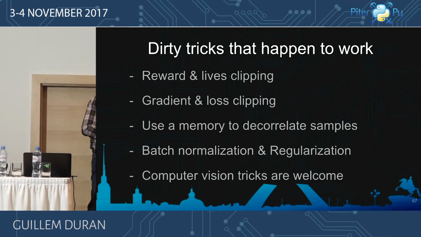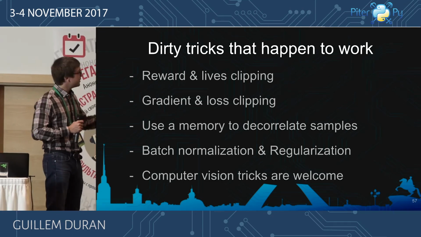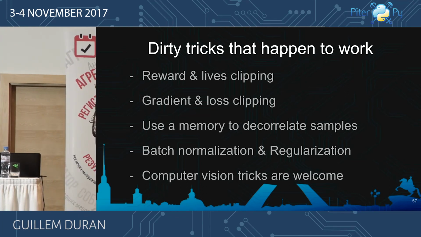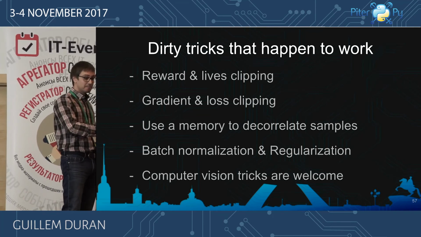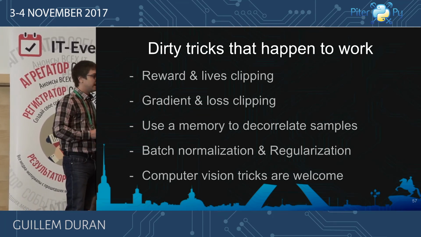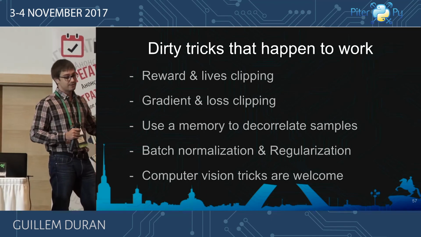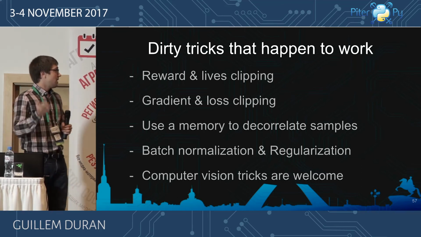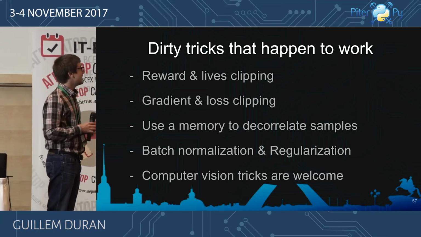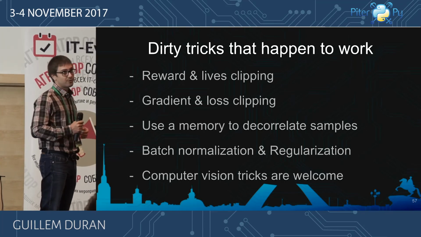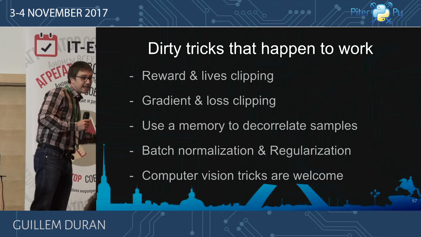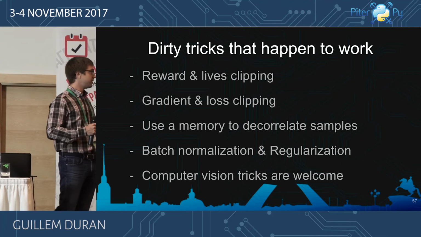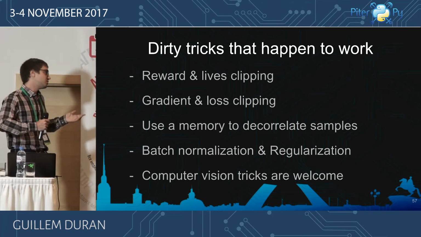What people do in order to make the networks converge faster is using what is called a memory. I mean, you play like 1,000 games and you store all the images in a memory, and then you just sample batches from there in order to decorrelate the samples a bit and avoid overfitting. Of course, dirty tricks like batch normalization, using regularization penalties, or any kind of computer vision trick that happens to work in deep learning will also work in deep reinforcement learning. Or at least it should improve your results a bit.